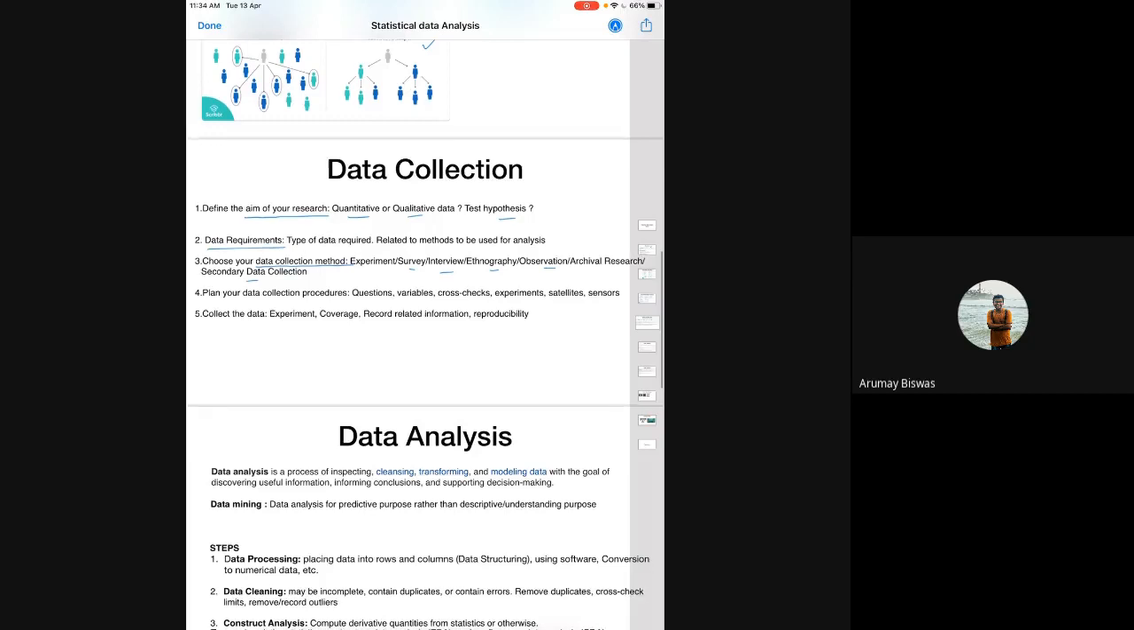Okay. Then comes 4, plan your data collection procedures. So in case of surveys, there is again more work to be done here because you have to figure out the questions you will ask and ensure there are no gaps in logic or that you're covering all the topics that you want to cover, etc. In our case, it's mainly the variables you will record. You should also think about what cross-checks are possible for your data.